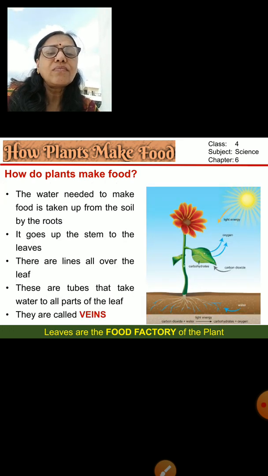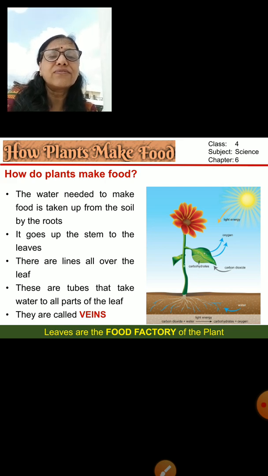Now, see here. The water needed to make food is taken up from the soil by the roots. Okay, from the roots the water goes inside and it goes up the stem to the leaves. There are lines all over the leaf.